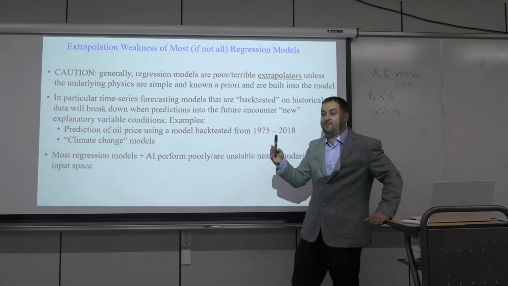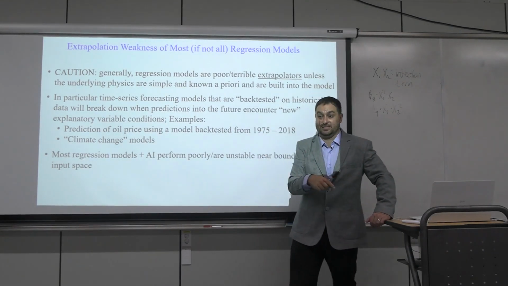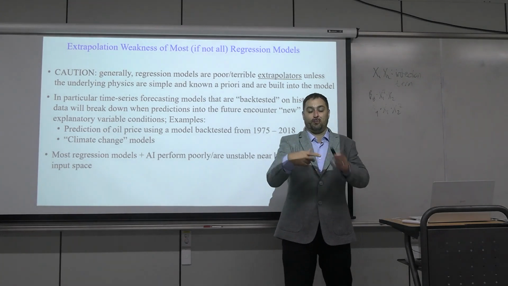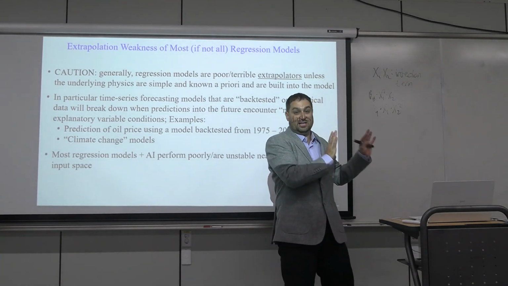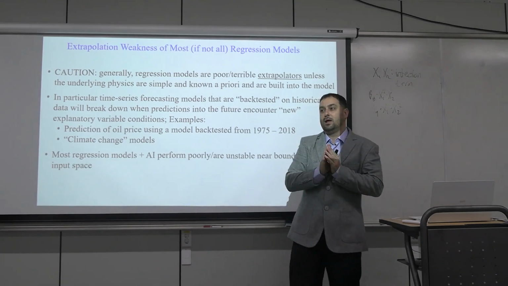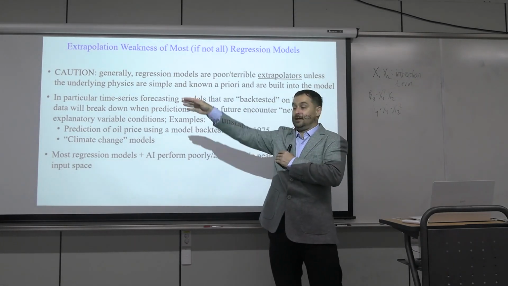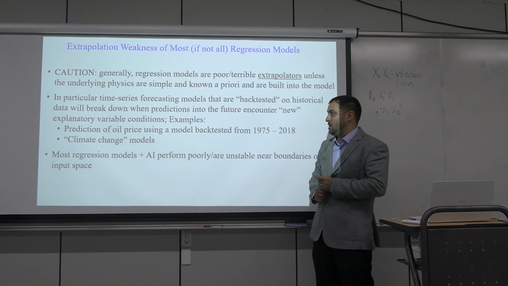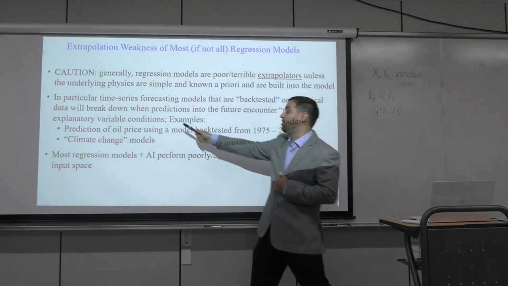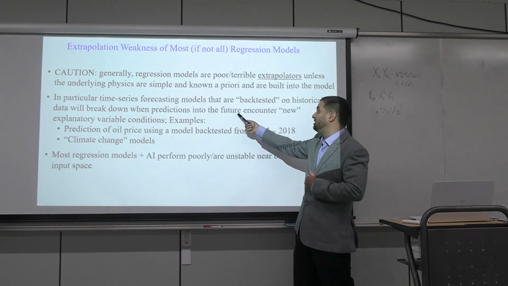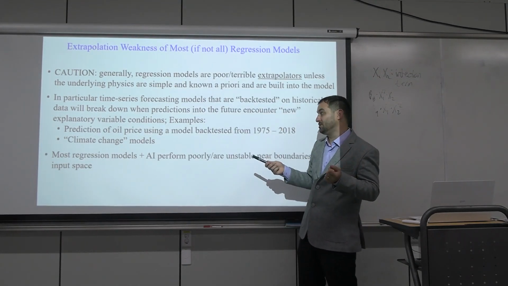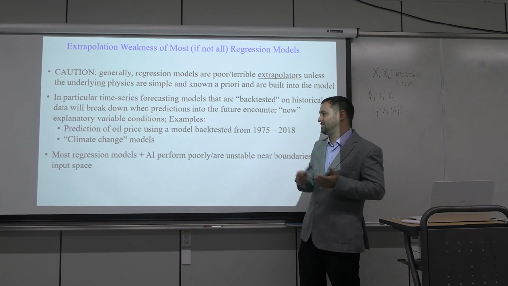We have the historical time series data from the time before, and we perform regression on the historical data. It predicts the historical data well, and then we apply that, predicting into the future. But generally, these time series forecasting models will break down when the predictions into the future encounter basically new explanatory variables. The best way to explain is to give you some examples.